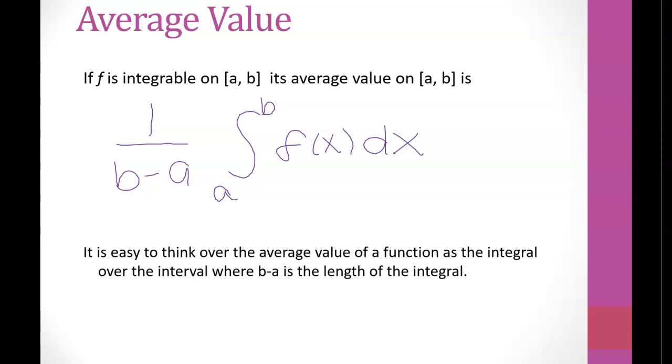So again, if you had 10 test scores and you wanted to find the average of your 10 test scores, back in the day you added up every score and divided by 10. So that's all the average value does with an integral. Just having each of those scores, adding them up, dividing by the number of scores.